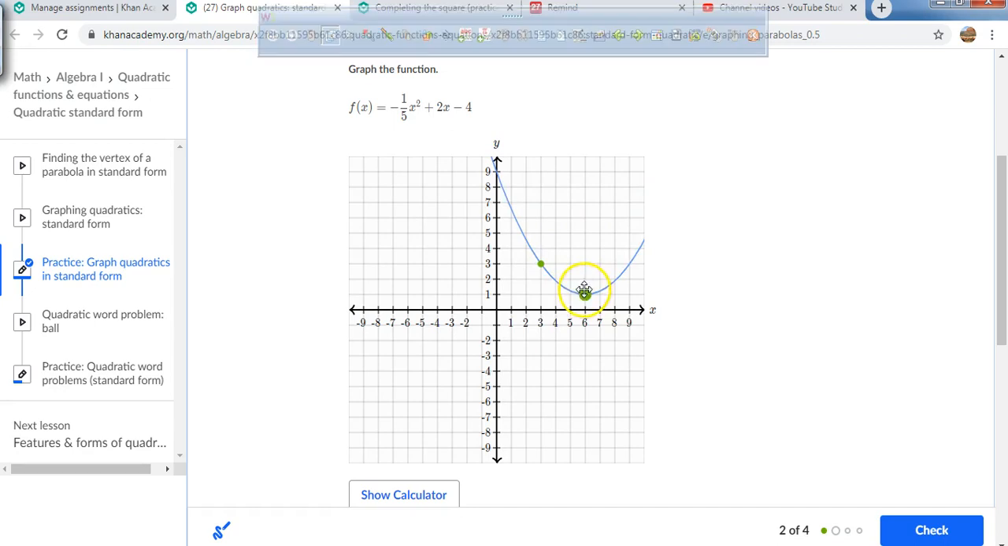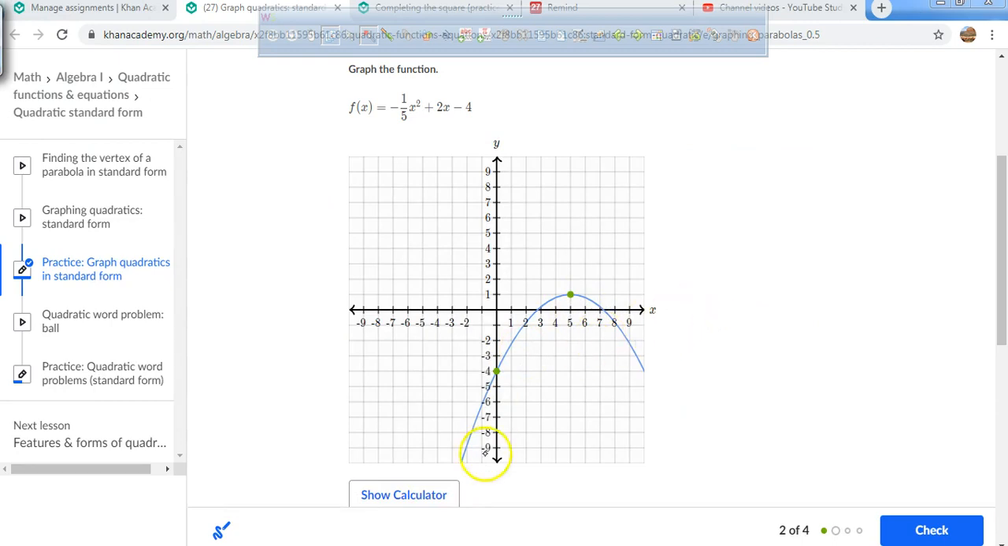Oh, hold on, right there. 0, negative 4. This opens down. I know it opens down because there's a negative. If that was a positive, it would open up. So we have 5 and a 1, 0, negative 4.